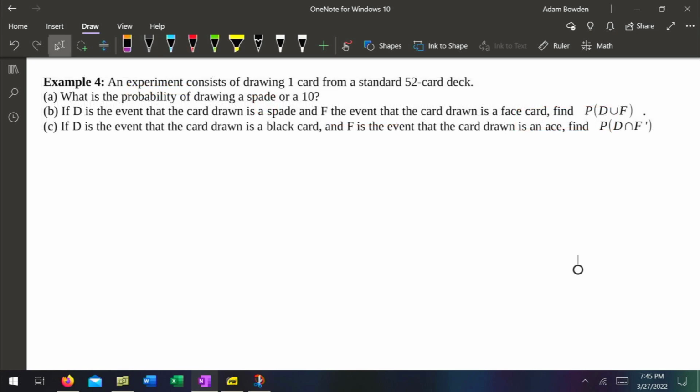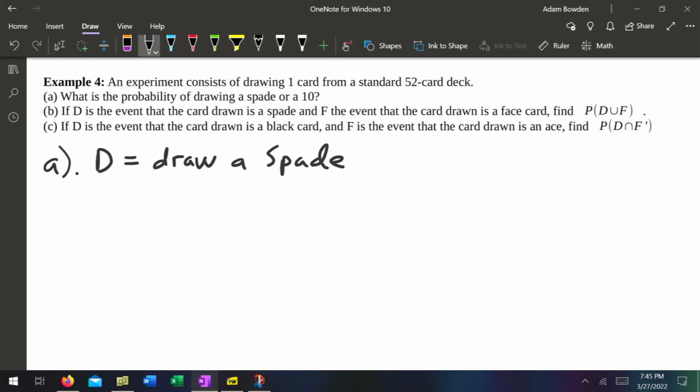Let's take a look at this example here. It says an experiment consists of drawing 1 card from a standard 52 card deck. What is the probability of drawing a spade or a 10? Is what it says first. So let's look at this one first. Part A. Let's let D stand in for the event of drawing a spade.